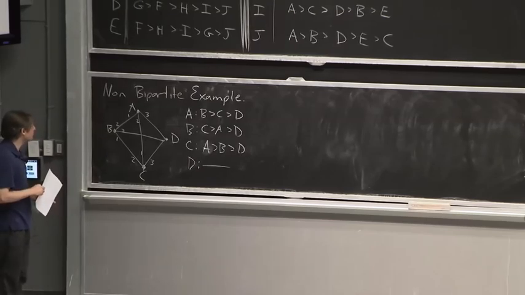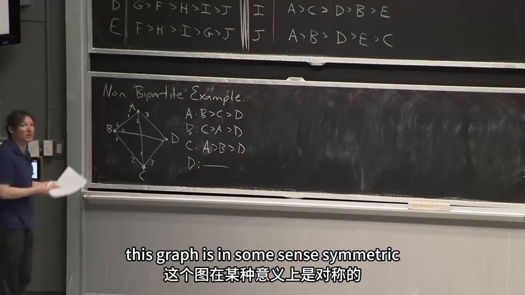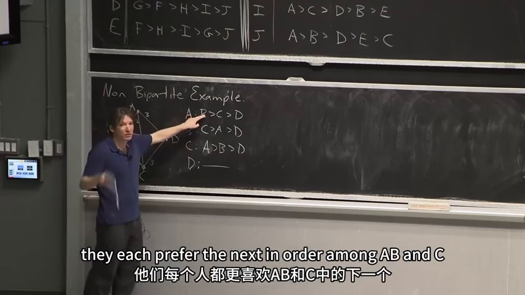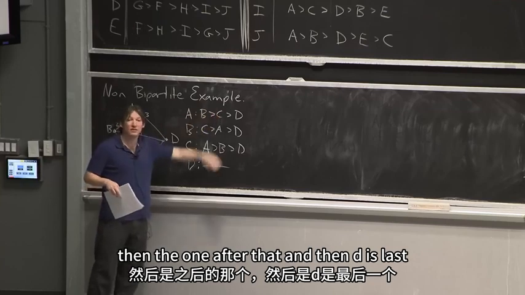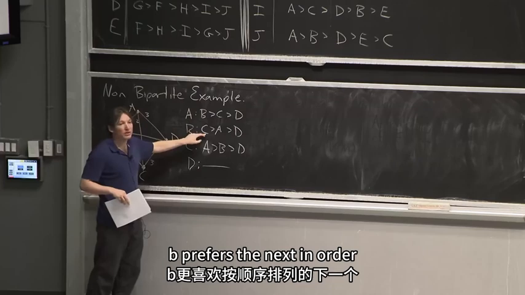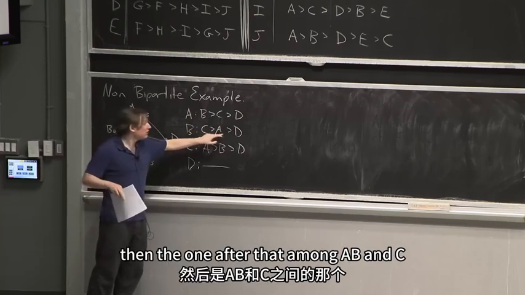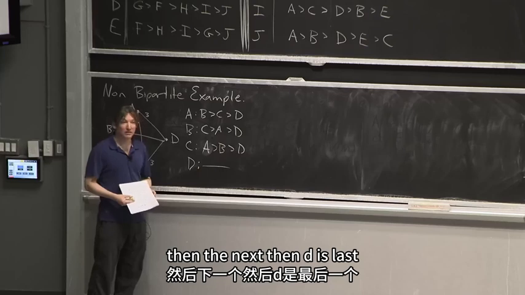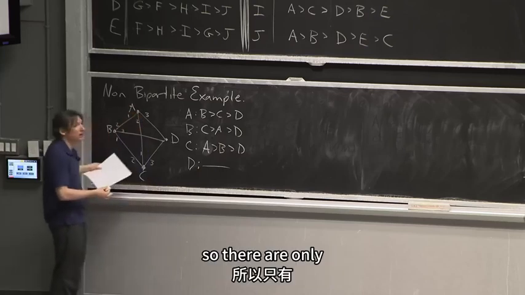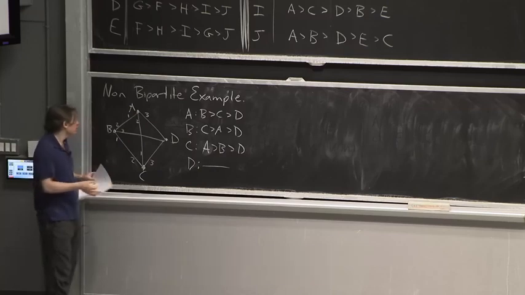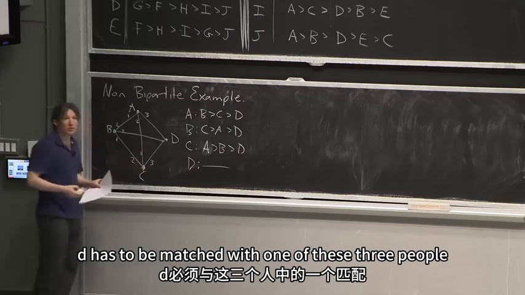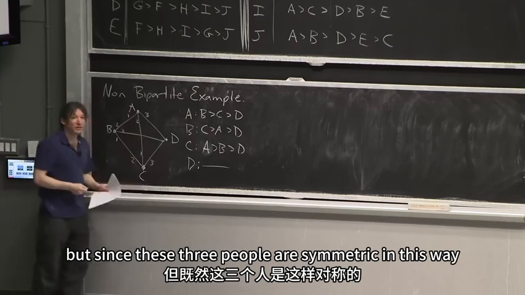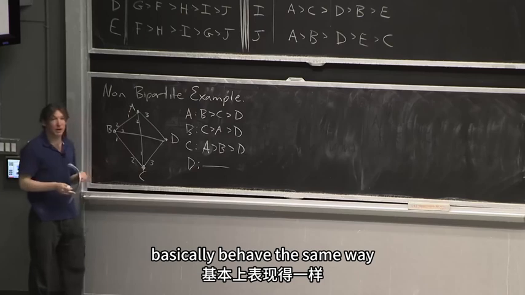Because this graph is in some sense symmetric. A, B, and C are all doing the same thing. They each prefer the next in cyclic order among A, B, and C, then the one after that, and then D is last. So there are only 3 different matchings that we can make. D has to be matched with one of these 3 people, and then the other 2 are paired together. But since these 3 people are symmetric in this way, all 3 of those matchings basically behave the same way.